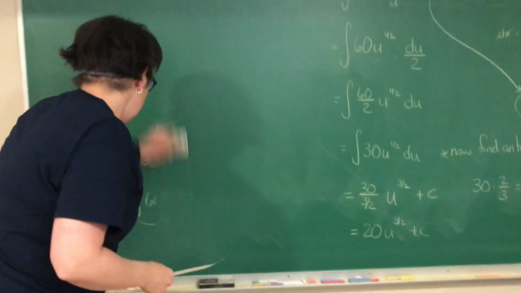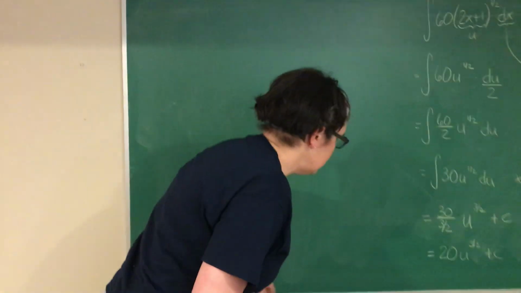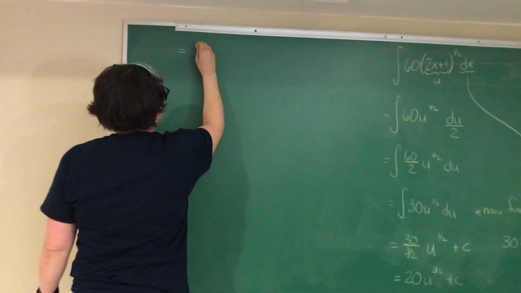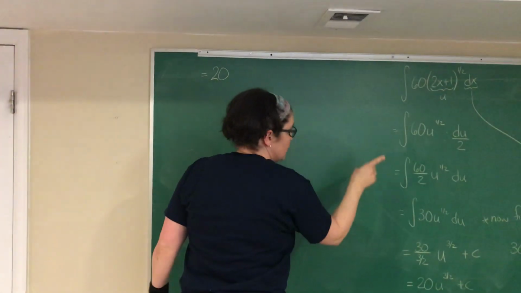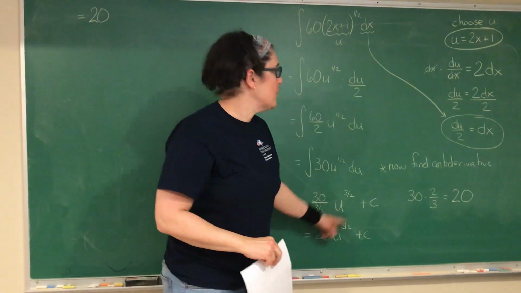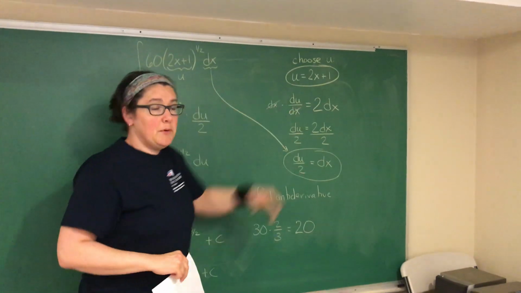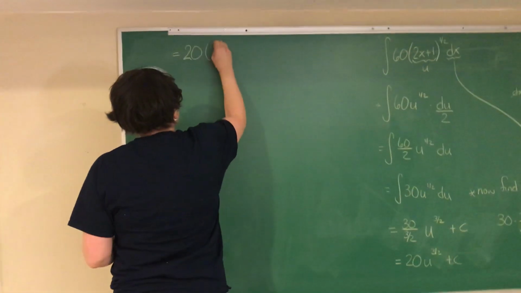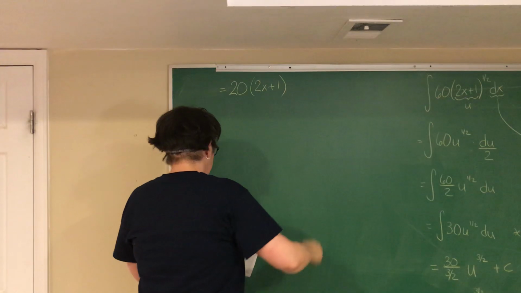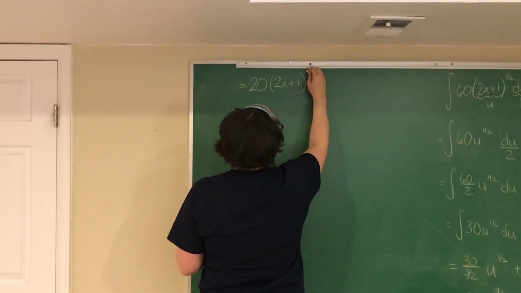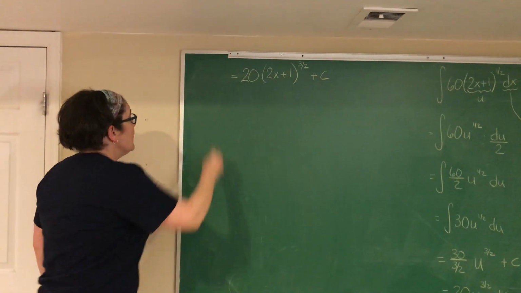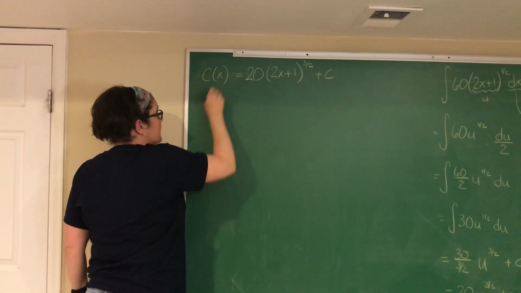Okay, now that I have taken my antiderivative, now I can substitute back in for u. So what I have is 20. My u, it's a good thing that I circled it over here because I might have lost it otherwise. My u is 2x plus 1. So I have 20 times 2x plus 1 raised to the 3/2 plus c. And this is my total cost function so far.